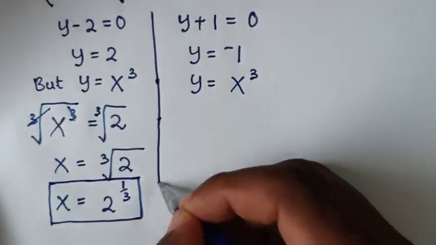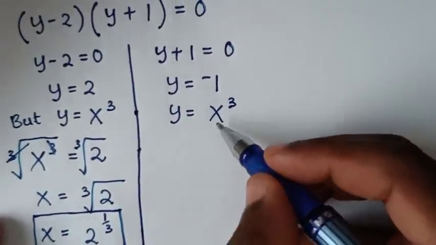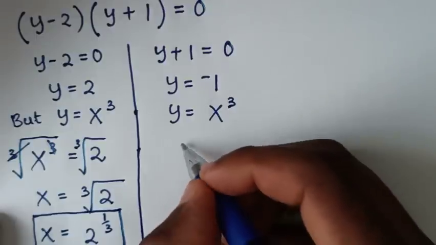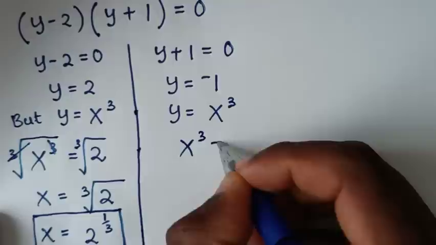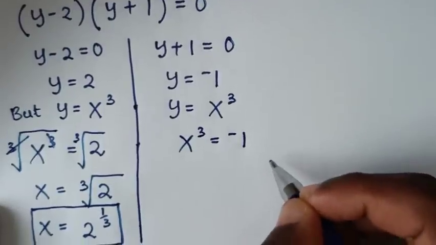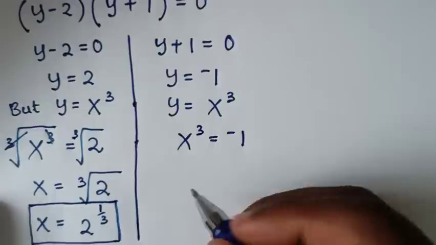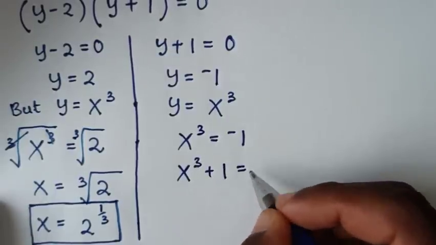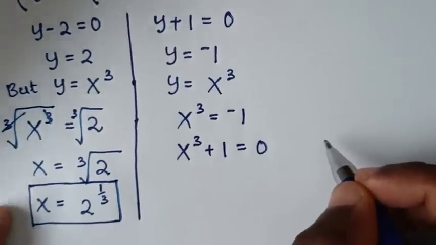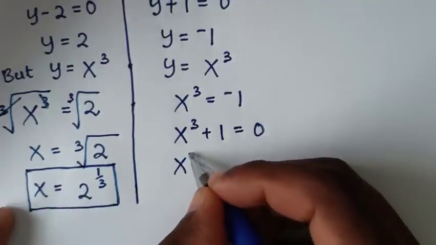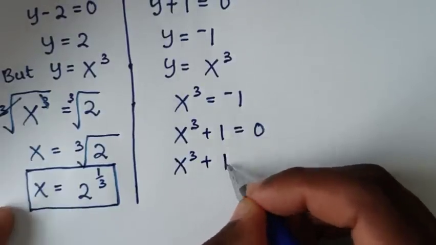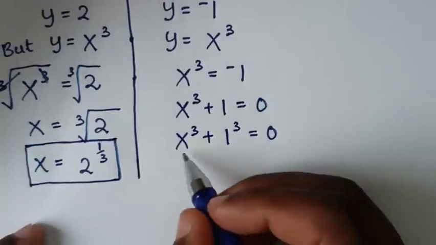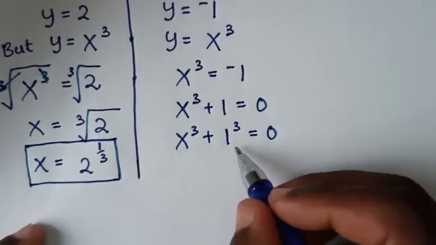Now to solve from the second solution, we'll compare these two equations. So it will be x^3 is equal to negative 1. Then we'll take negative 1 to this side, so it will be x^3 plus 1 is equal to 0. Then here, x^3 plus 1 is the same as x^3 plus 1^3 is equal to 0. Now from here, the left side is in the form of a perfect cube.